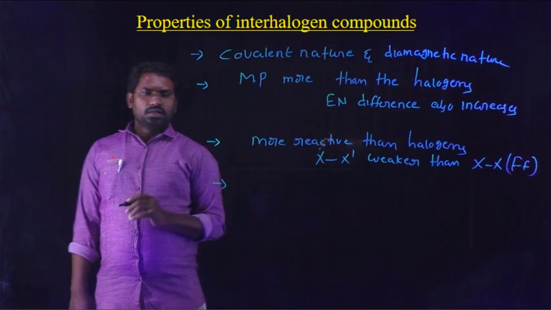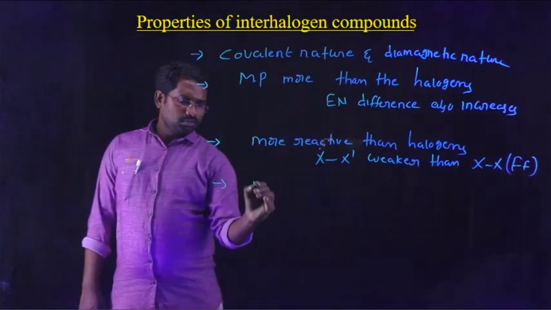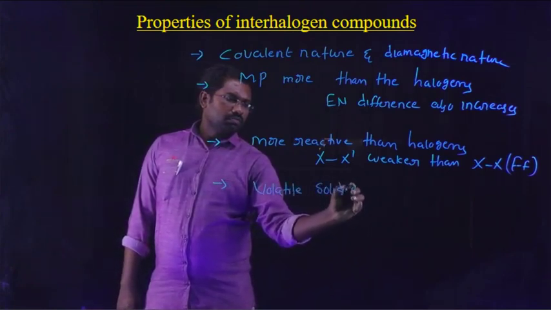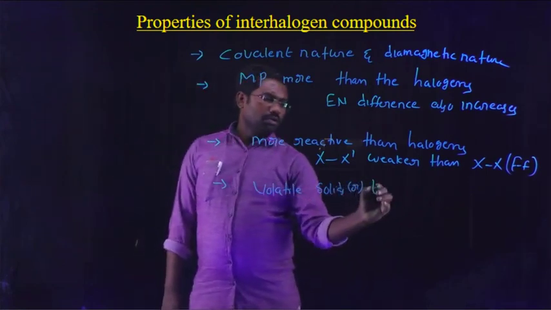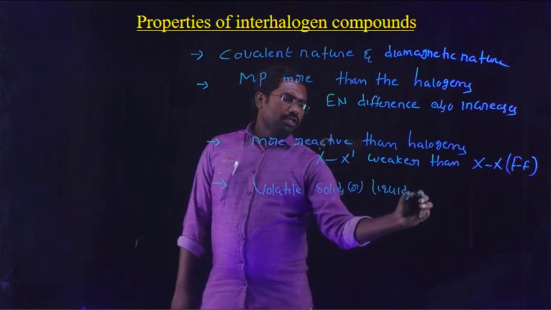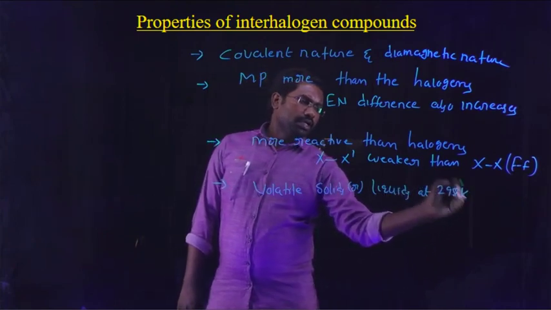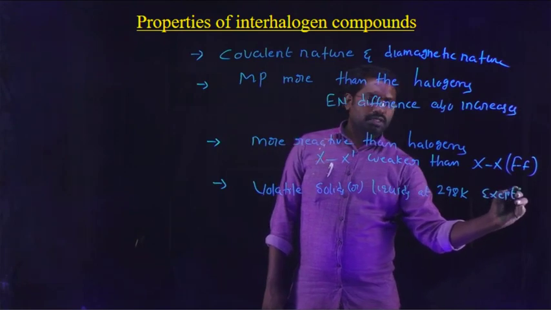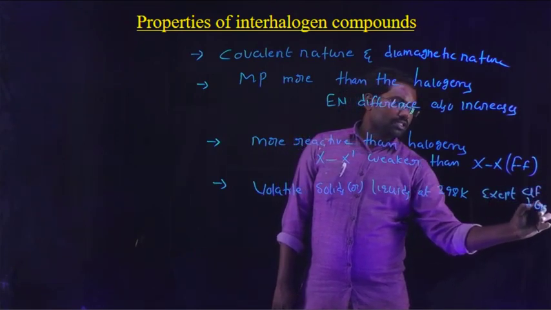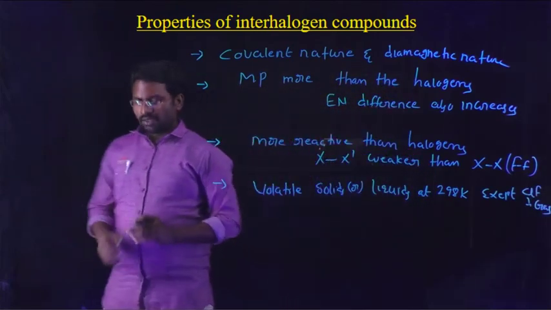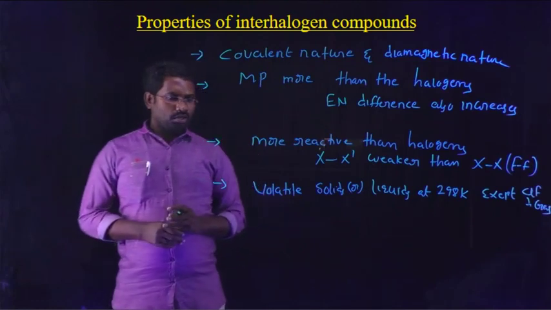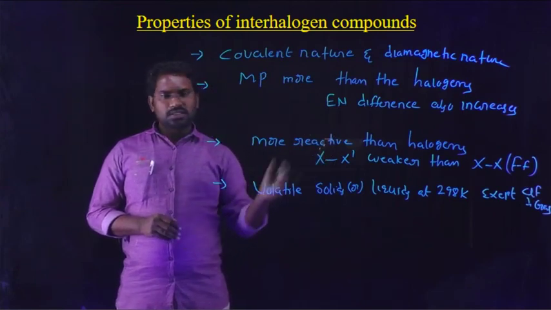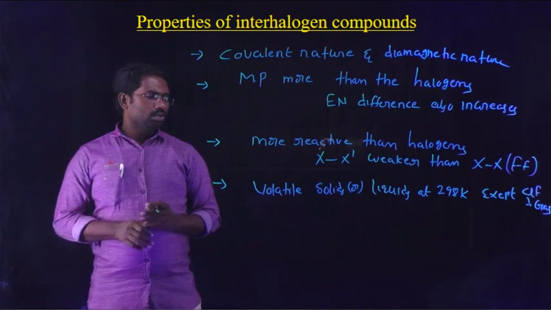And the next property: interhalogen compounds are volatile solids or liquids at 298 Kelvin temperature, except ClF, because it exists as a gaseous state at 298 Kelvin. This is important. At 298 K, all interhalogen compounds are volatile solids or liquids, but ClF exists as a gas.